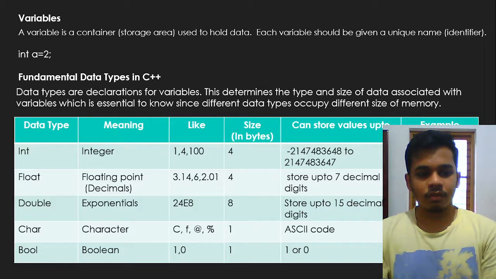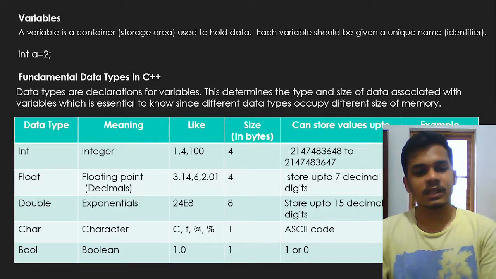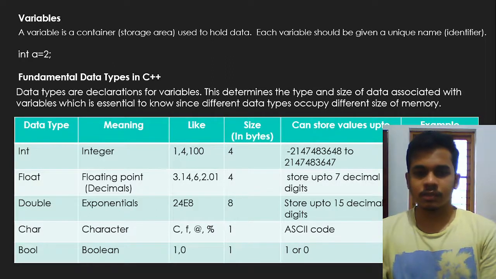So as you can see here, we have 5 different types of primitive data types, and let us discuss each one of them. So the first one is the int data type, which means integer, like 1, 4, 100. It can also be negative, like minus 5000, minus 100, etc. And its size is 4 bytes. It can store values from minus 2147483648 to 2147483647, which means we can hold a large amount of data in int.